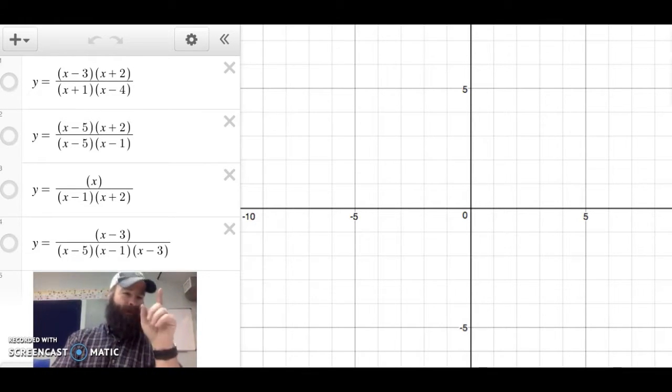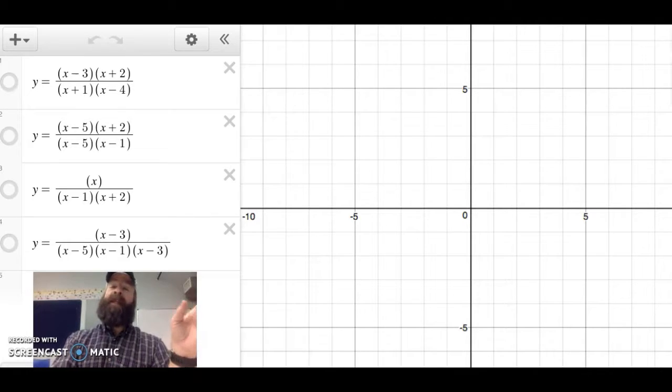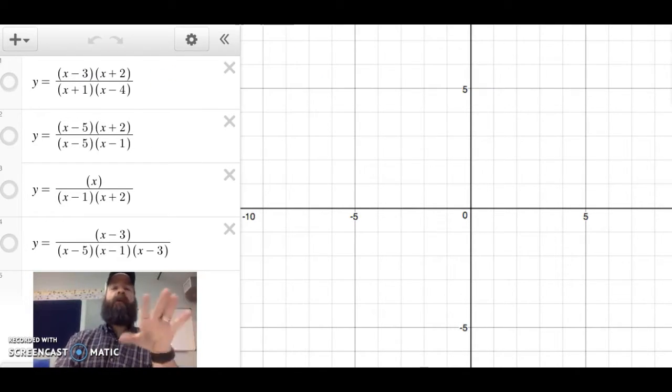graph. Now, some of the important traits that you need to know about rational functions are x-intercepts, y-intercepts, and something called end behavior. So x-intercepts we've typically found in the past by letting y equal 0 and solving for x, and y-intercepts we typically found in the past by letting x equal 0 and solving for y. So we're going to do the same process here. It's just there's a couple of things to think about here.